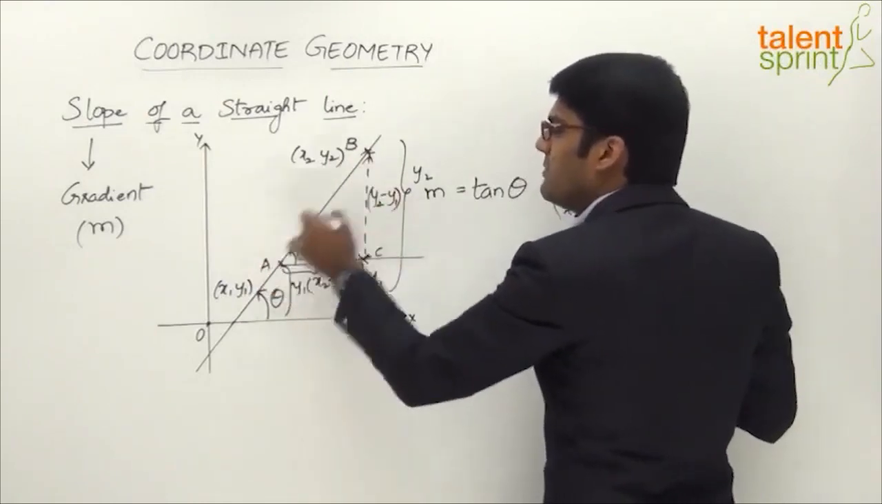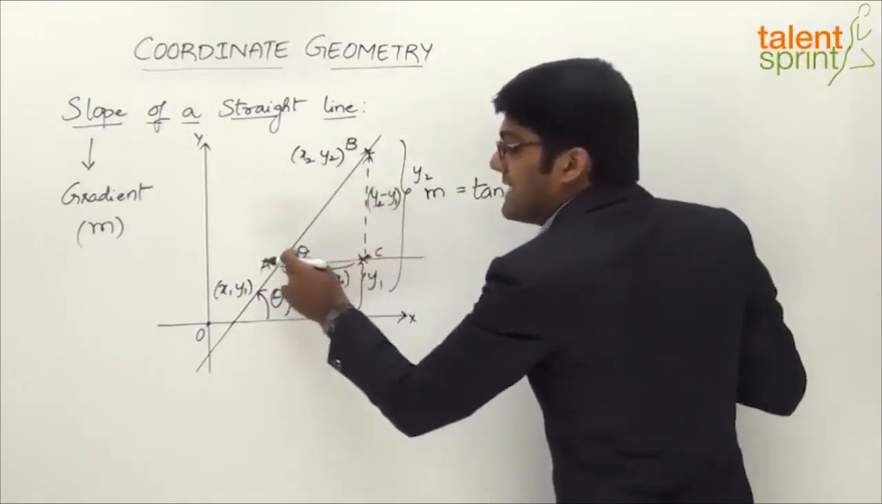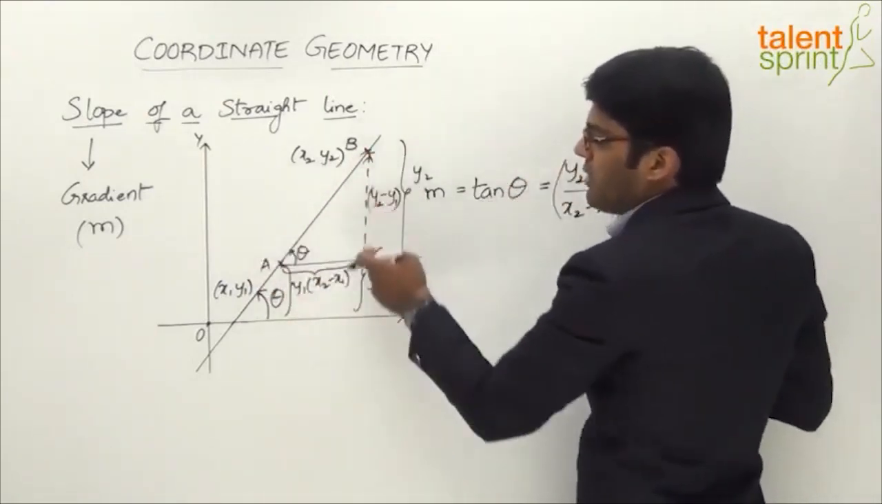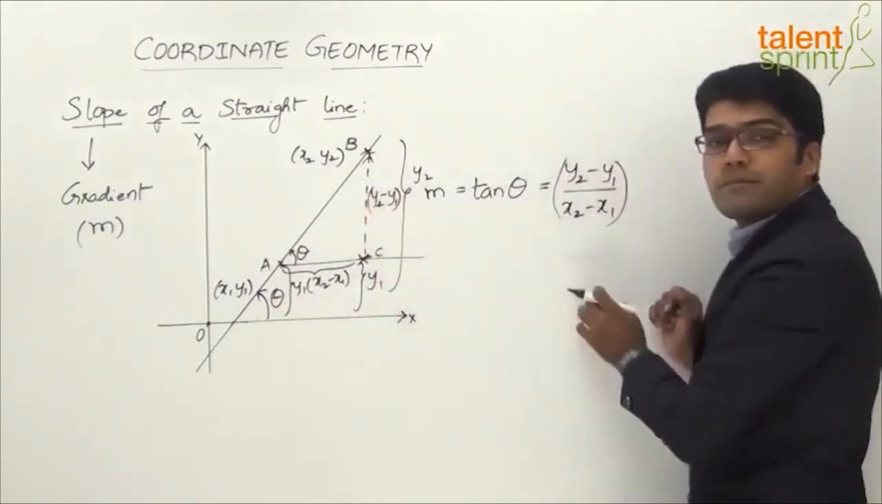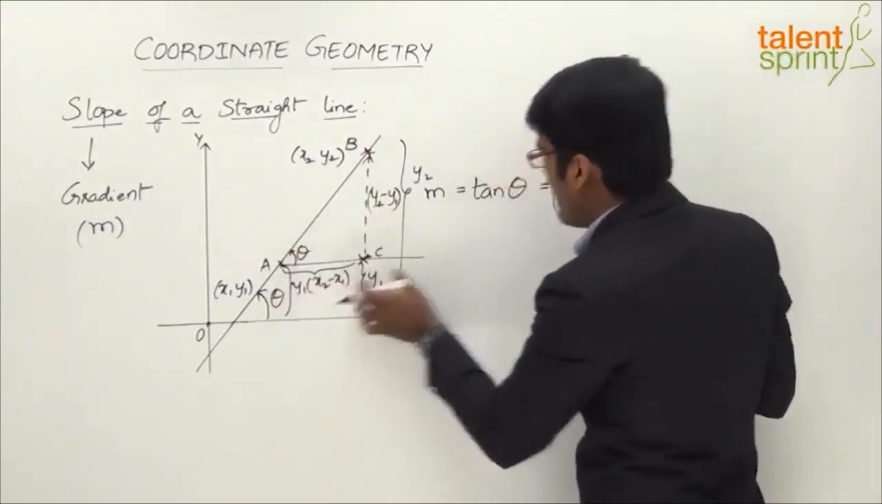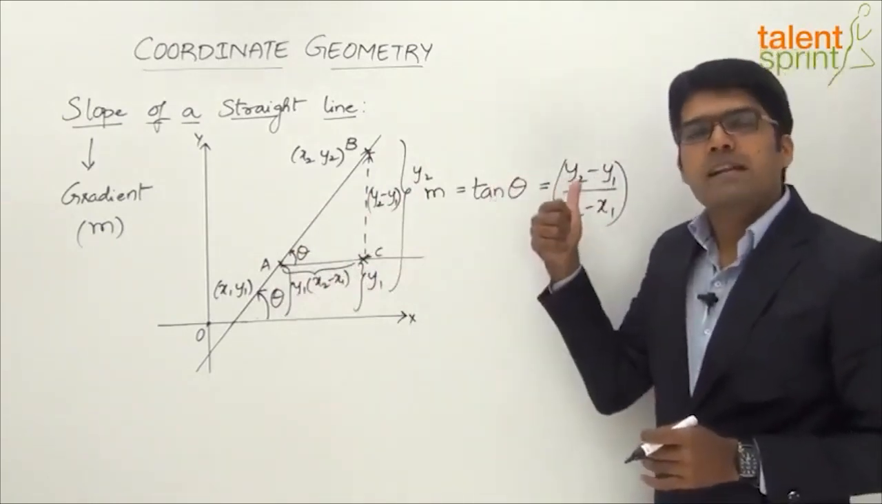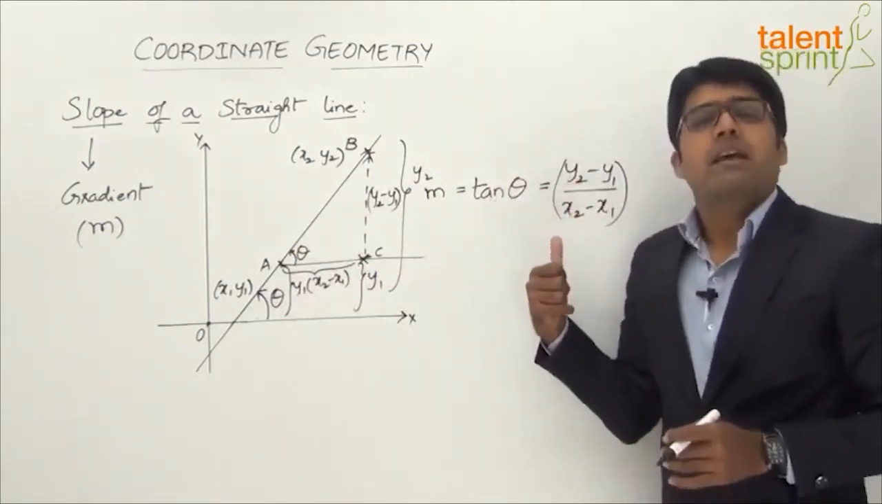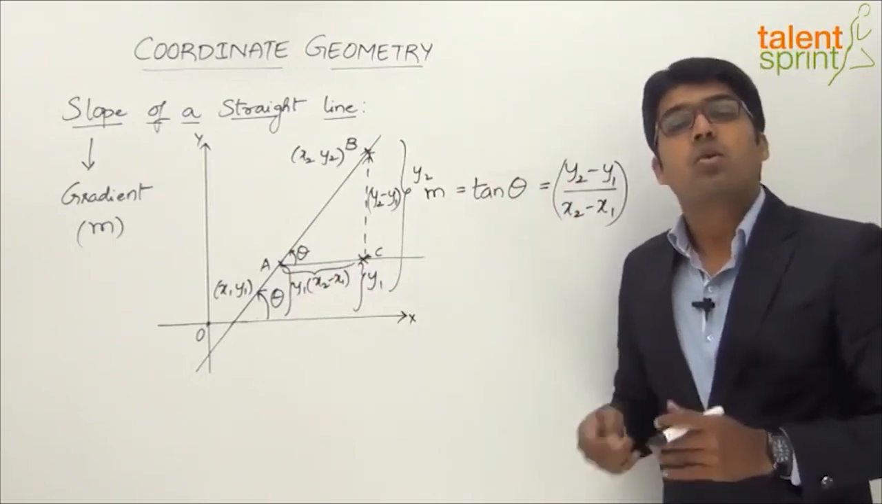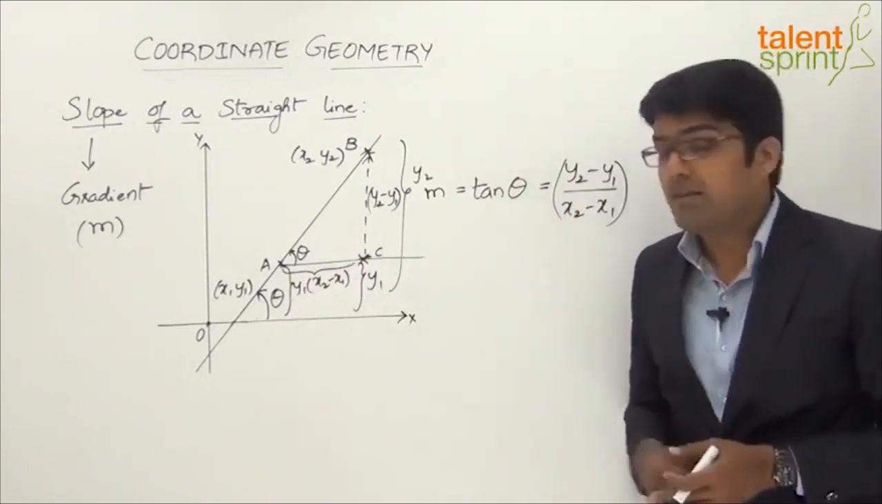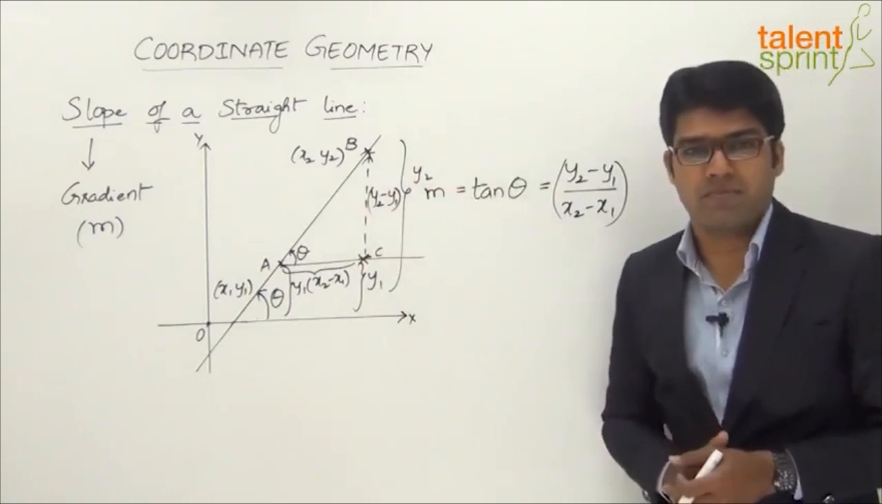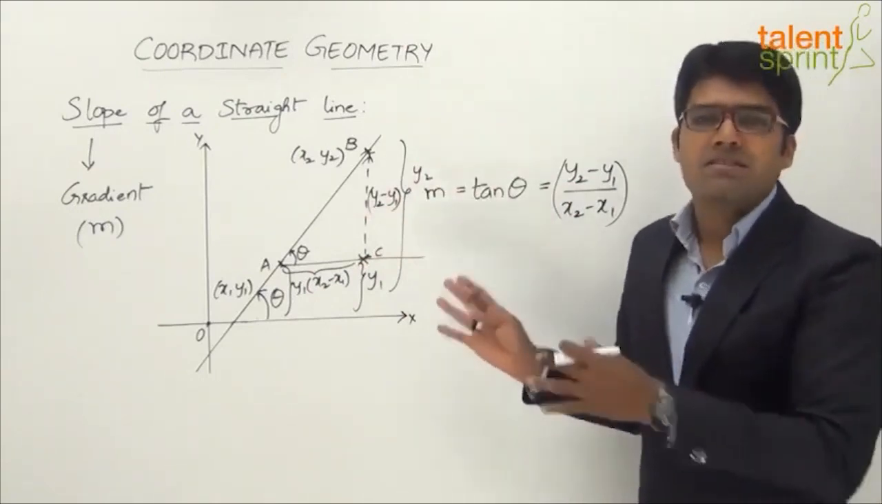In this right angle triangle BAC, what do we see? Tan theta will be equal to opposite side. The opposite side is y2 minus y1 and the adjacent side is x2 minus x1. So that is the reason the slope can be measured as y2 minus y1 by x2 minus x1, where x1, y1 and x2, y2 are the coordinates of the 2 points A and B through which the straight line passes through. And it can be any 2 points on the straight line, right?